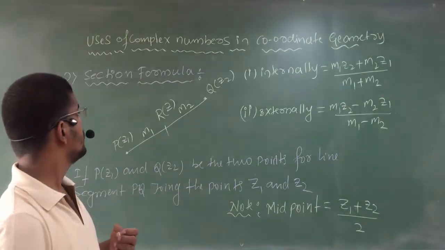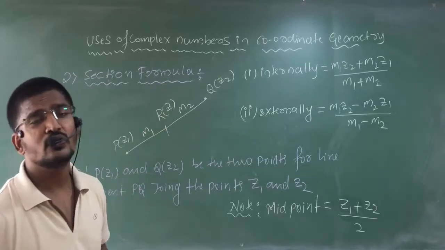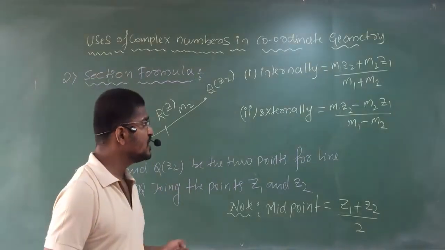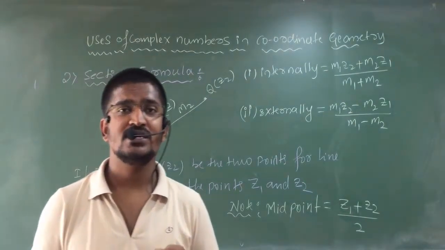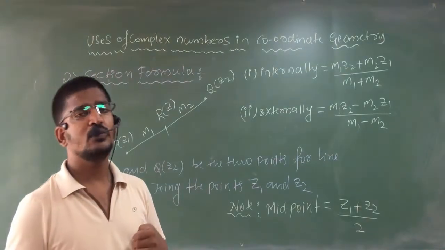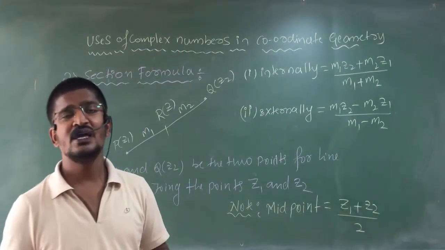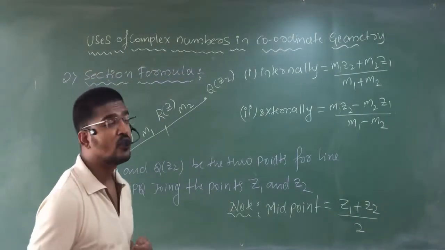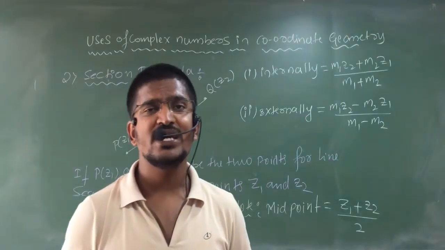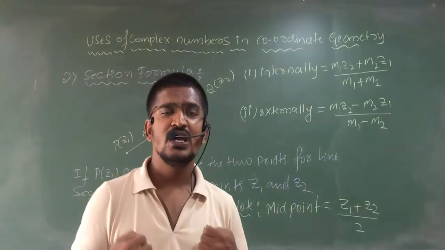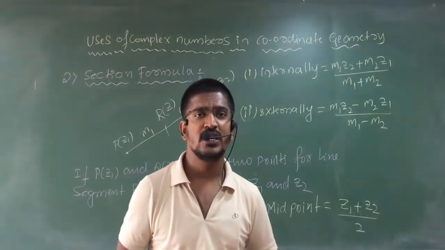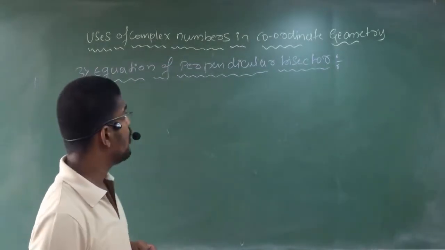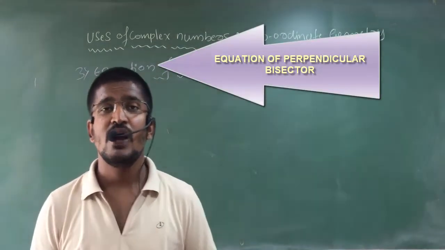Clear? So please remember that internally it will be M1 Z2 plus M2 Z1 divided by M1 plus M2. Externally it will be M1 Z2 minus M2 Z1 divided by M1 minus M2, and the midpoint will be Z1 plus Z2 divided by 2. So this is the section formula of your complex plane and the line drawn on the complex plane. Okay, students? For the third one, that is equation of perpendicular bisector.